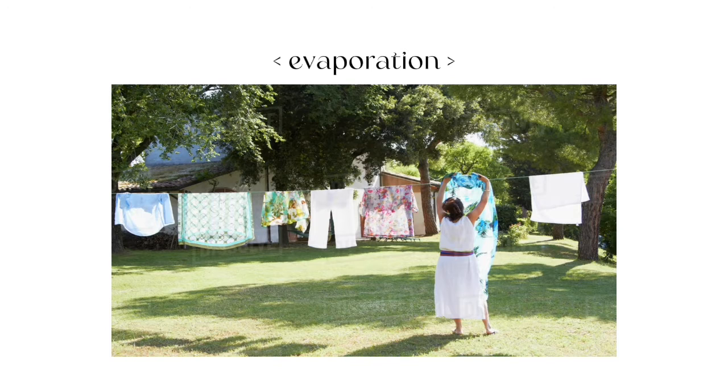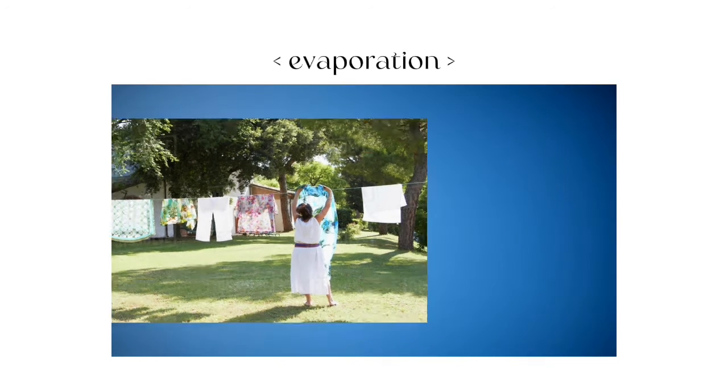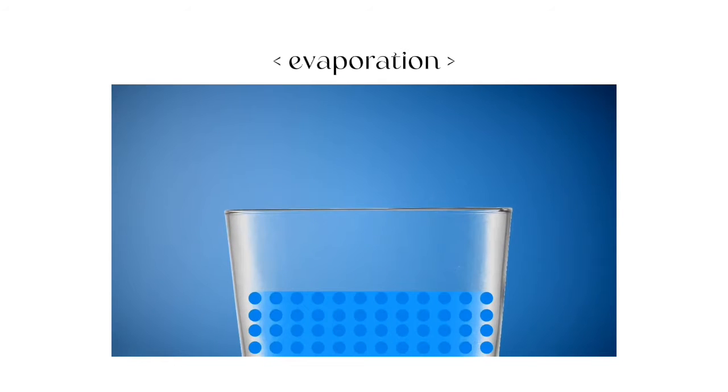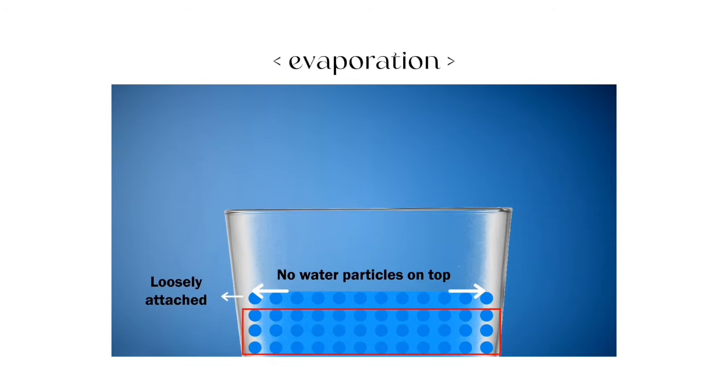Water disappears from our clothes way below 100 degrees centigrade because of evaporation. To understand it, let's analyze the top layer of water in a glass. Water particles on top layer have no water particles above them and they are loosely attached compared to particles at depth.